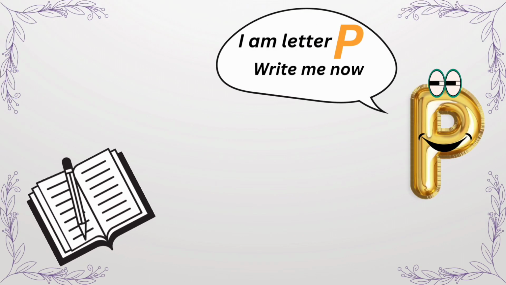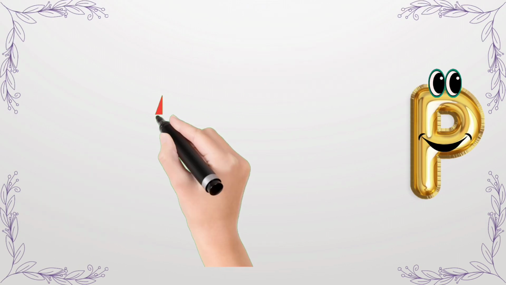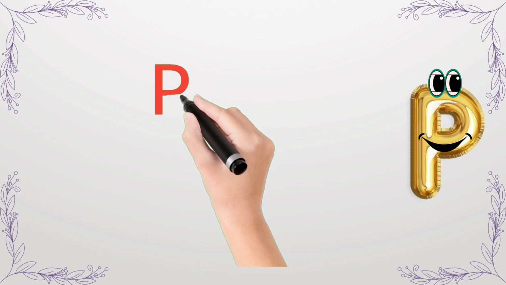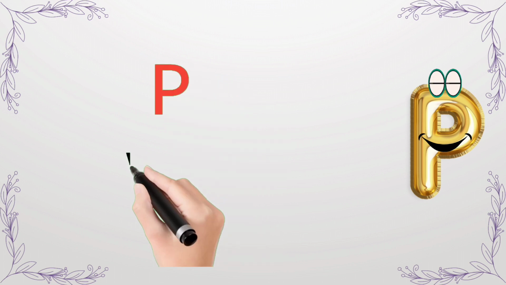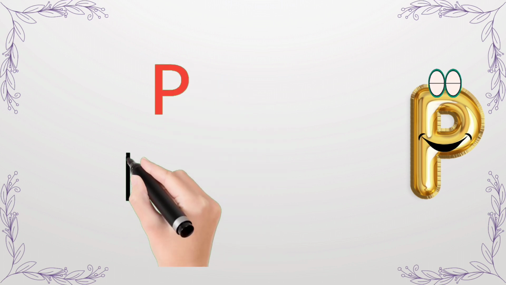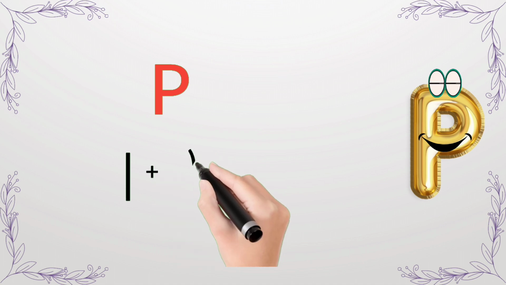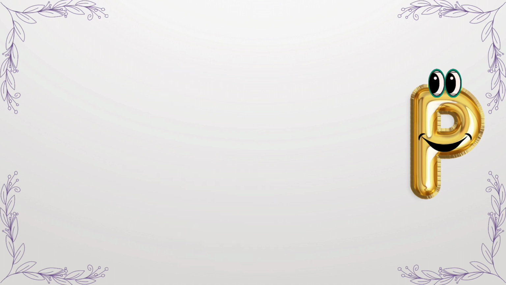I am letter P. Write me now. Straight line, last right curved line. Say P 5 times and write P, P, P, P, P.